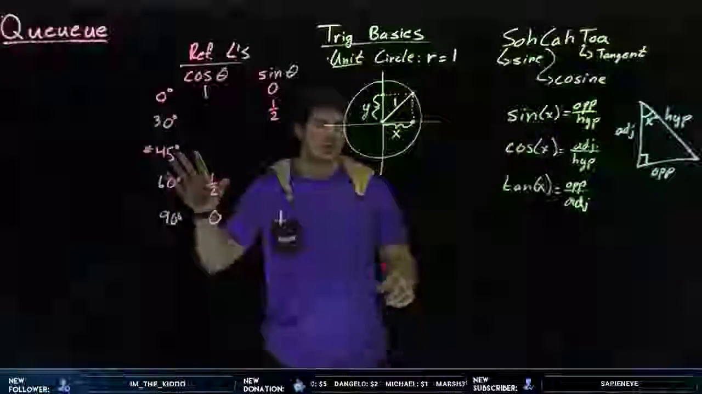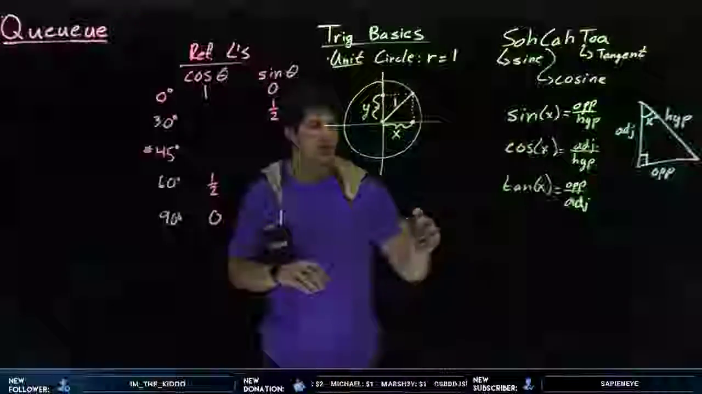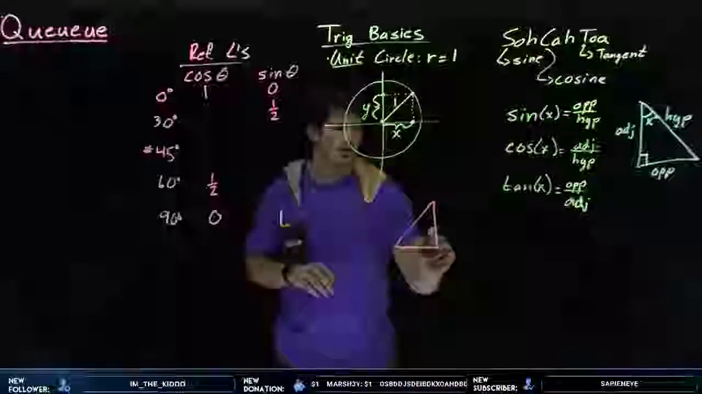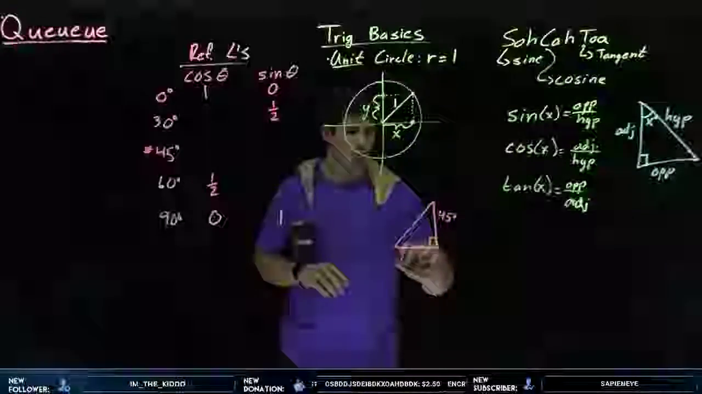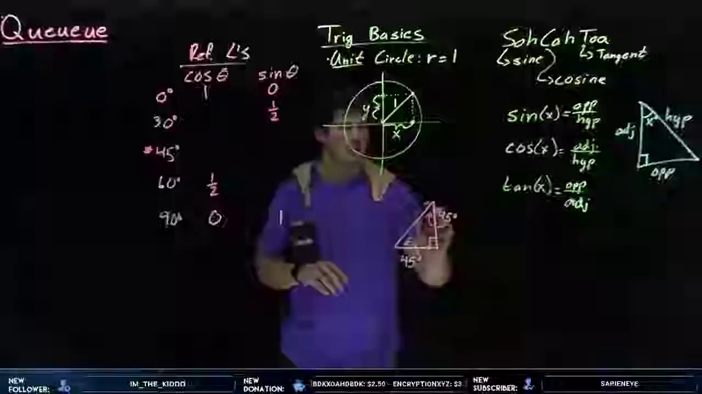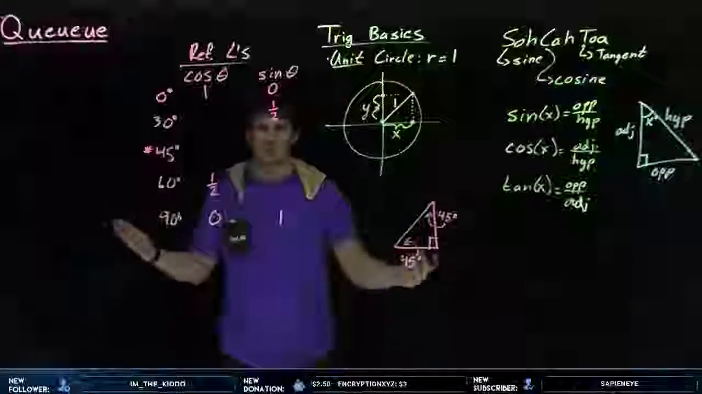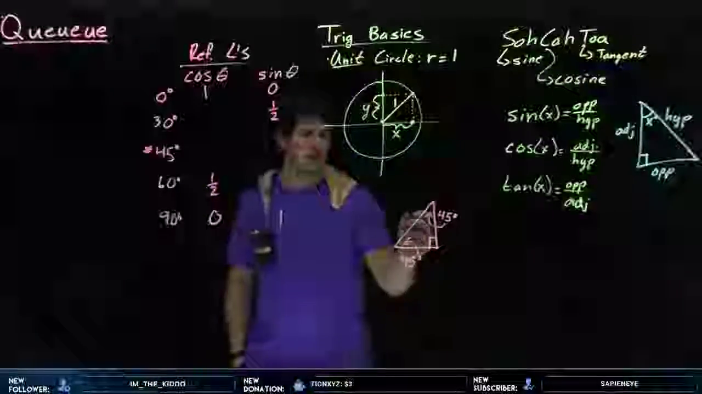At 45 degrees, we have an isosceles triangle, because at 45 degrees, you're half of 90. So you have 90, 45, and 45. 45 degrees, 45 degrees. Which means the legs opposite them are going to be the same length. So if I go back to the Pythagorean theorem, let's make this 1.